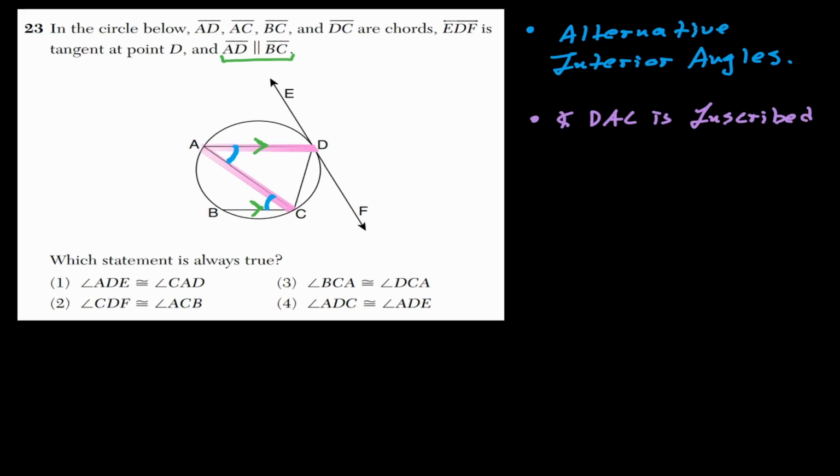Well, let's start with parallel lines. If we have two parallel lines, then there must be congruent angles. And in this case, I am going to consider angle DAC and angle BCA. They are alternate interior angles. Now, because of the chords that we are given, I can identify that angle DAC is an inscribed angle. But also notice that angle BCA is another inscribed angle.